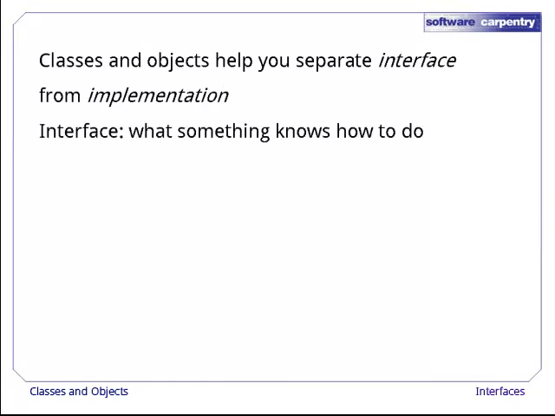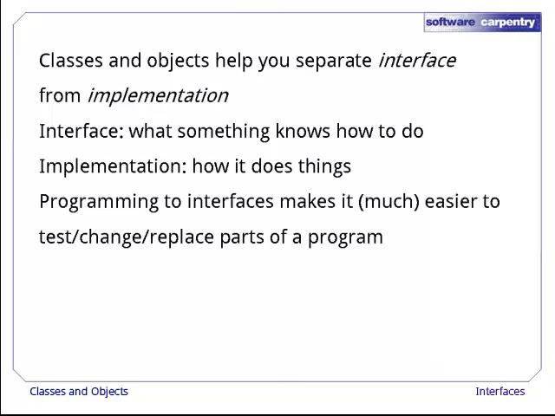Something's interface is what it knows how to do, the questions it can answer, or the operations it can carry out. Its implementation is how it does those things, what data it stores, what algorithms it uses, and so on. Relying on interfaces when programming, rather than on implementations, makes it much easier to test, change, and replace parts of the program. As usual, the easiest way to explain what this actually means is by example.